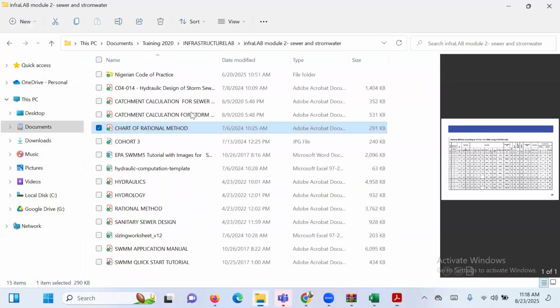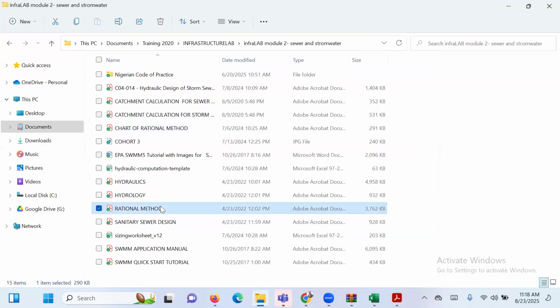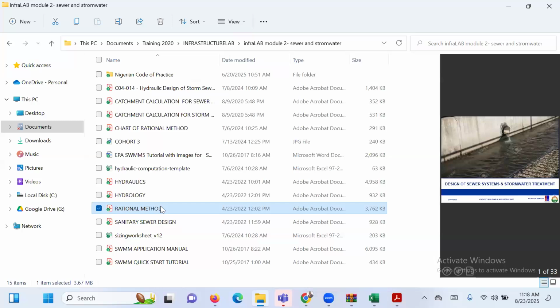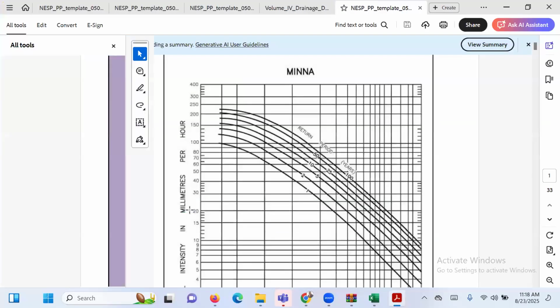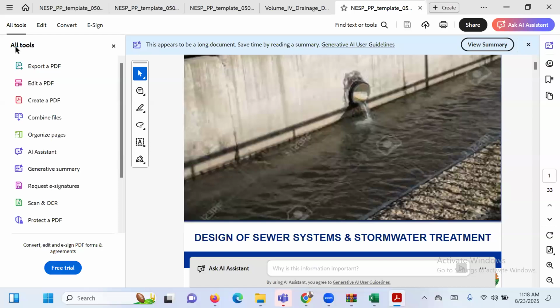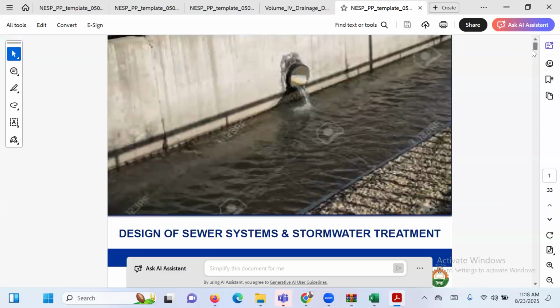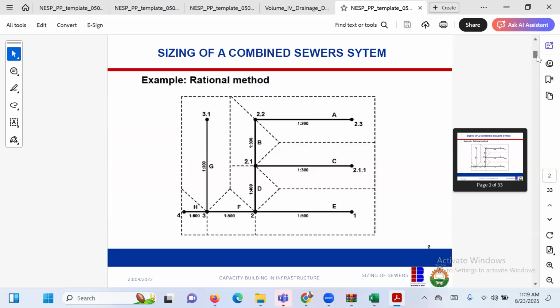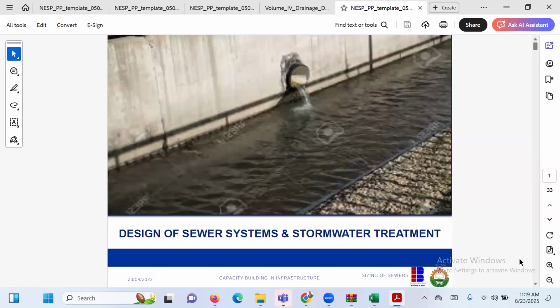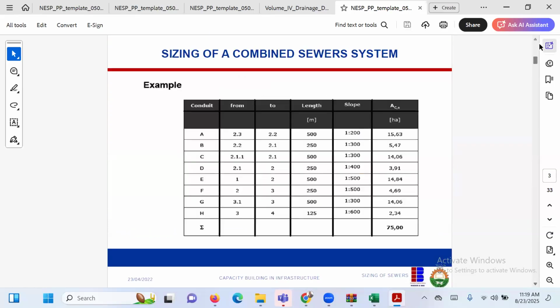The rational method, like I said before, is an age-long method to design pipe for sewer and stormwater. Even though it has its own limitation, normally people will tell you for any catchment that is between 75 hectares and 150 hectares. Once it's above 150 hectares, then you have to use empirical method.